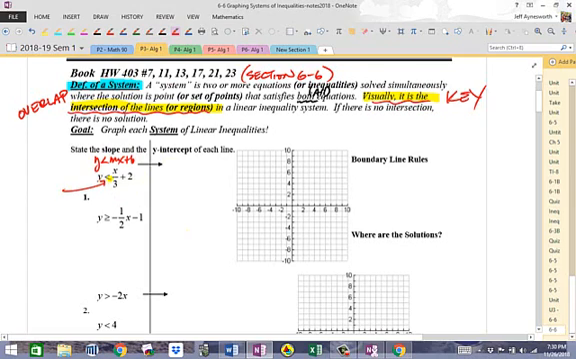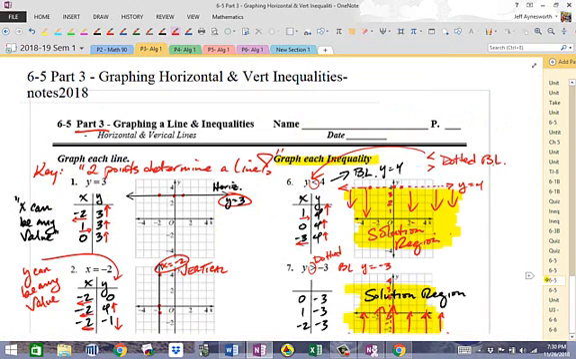Now, check this out. I see less than. Look at the inequalities: less than versus greater than or equal to. When I see that, I know that we have a dotted boundary line and the solutions are below. Dotted boundary line, BL stands for boundary line, and the solutions are below the boundary line. You know that because we talked about this in our previous lessons.